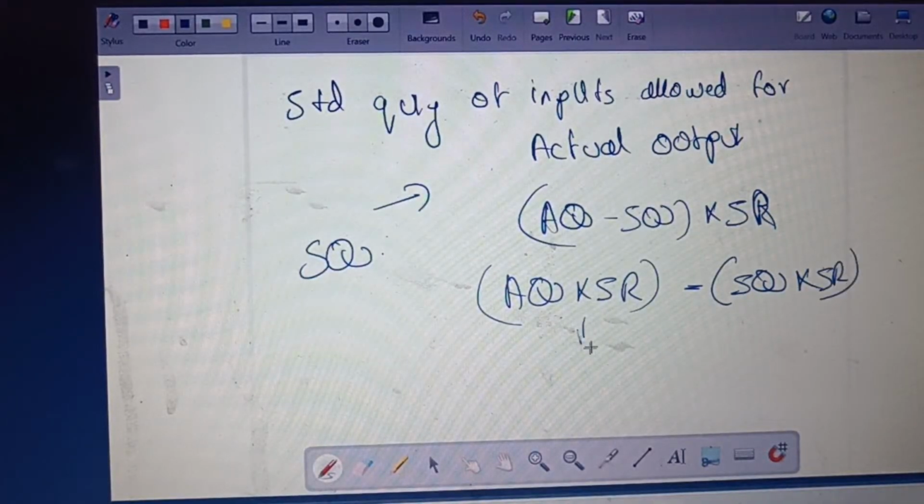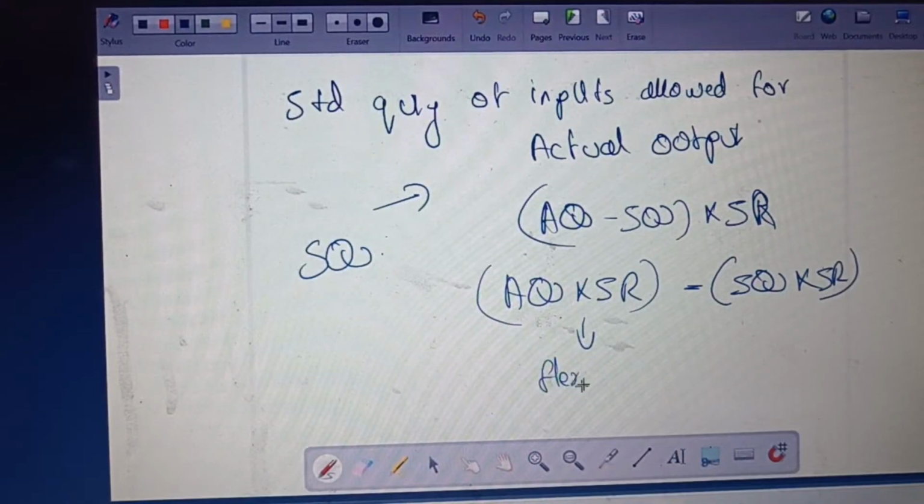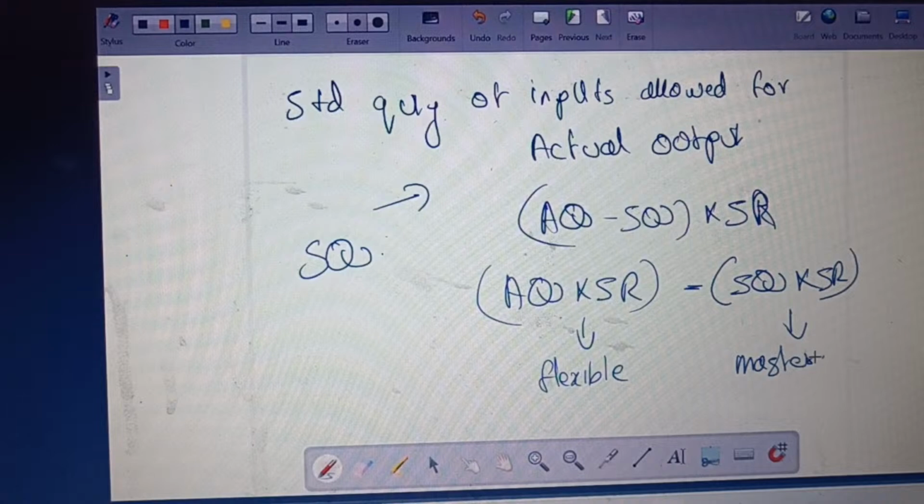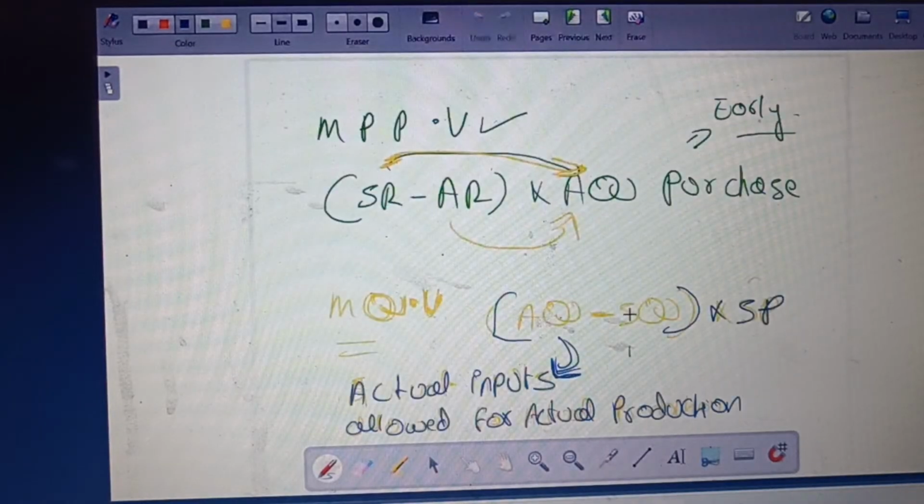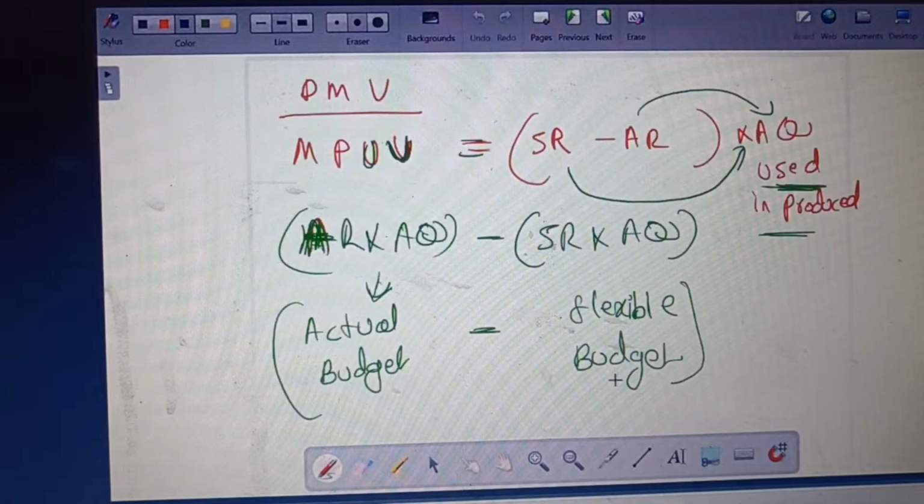This is flexible budget formula. This is master budget. So material quantity variance, we are finding out the difference between flexible budget and the static budget, master budget. Price variance, we are finding out the difference between actual budget and flexible budget. What is the difference in this concept?